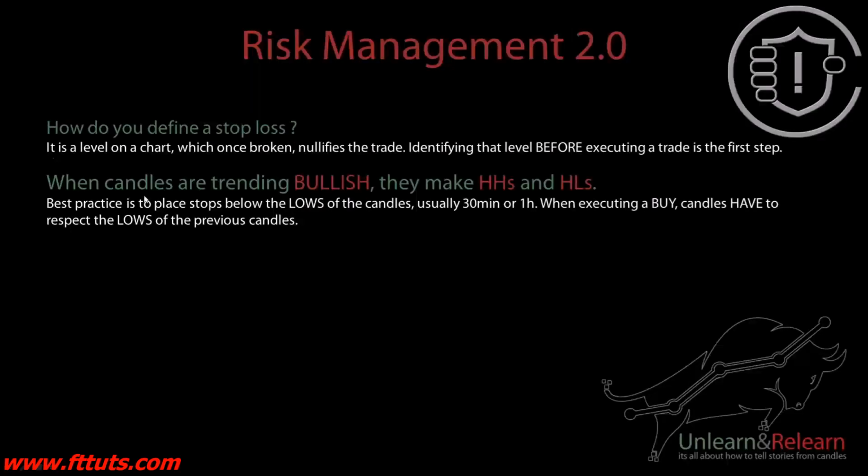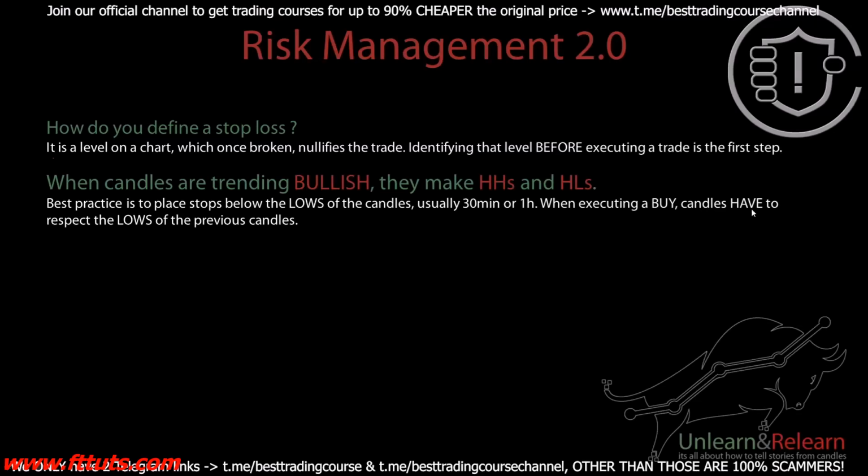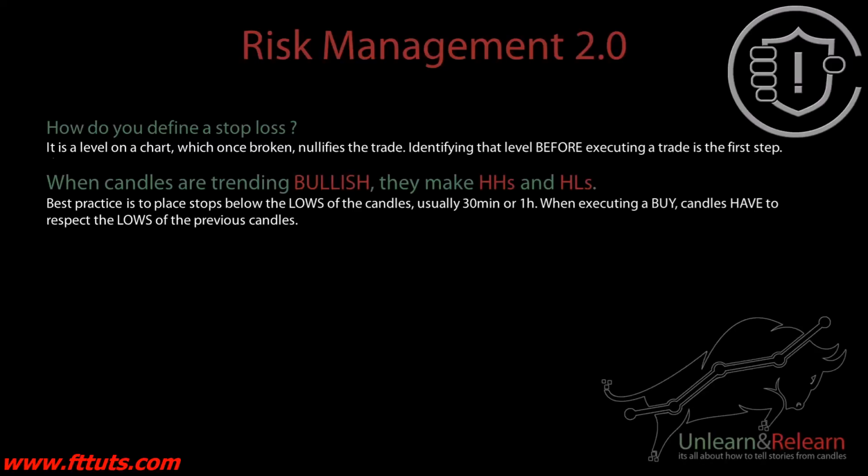For example, when candles are trending bullish, they make higher highs and they make higher lows. Best practice is to place stops below the lows of the candles, usually the 30-minute or the 1 hour, which we talked about. When executing a buy, candles have to respect the lows of the previous candles. This is very important. Whenever you're taking buys, you're always putting stops below the previous candles. You're always making sure the candles are respecting the lows of the previous candles, right?